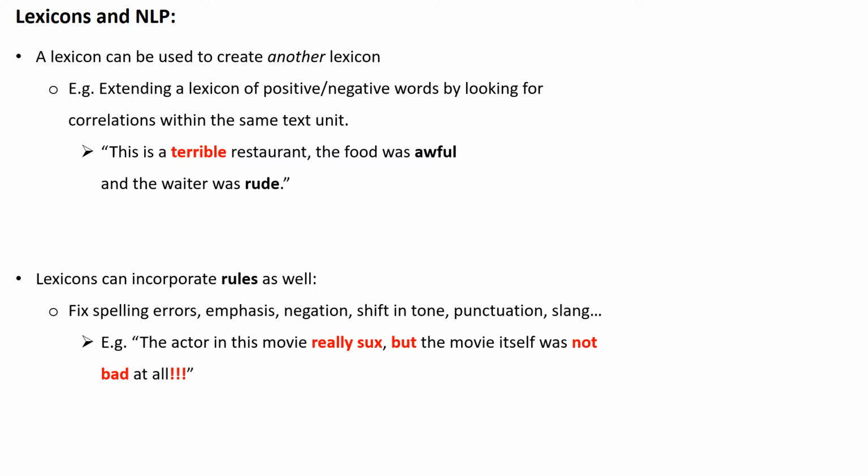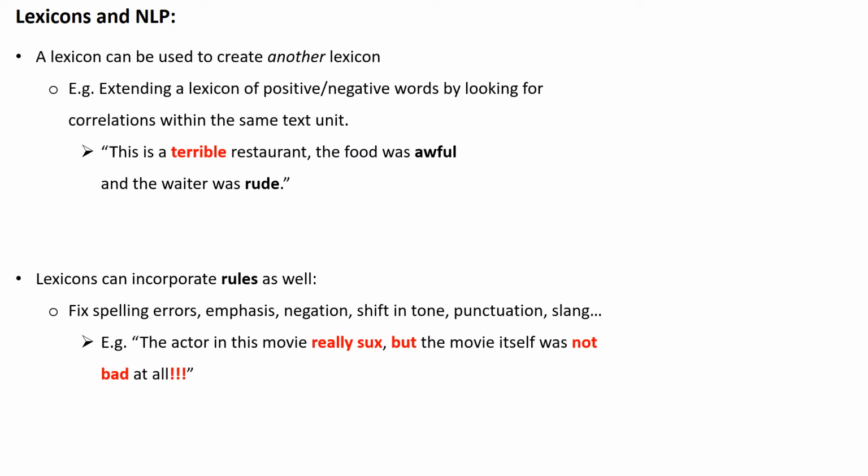You also have one intensifier here. The word really before sucks. Really sucks means that the actor was really bad, so we must put a higher negative emotional weight to the word sucks. Above all, the word sucks is also misspelled, so we could feed the algorithm a list of words with their misspellings and how you have to spell them in a correct manner.